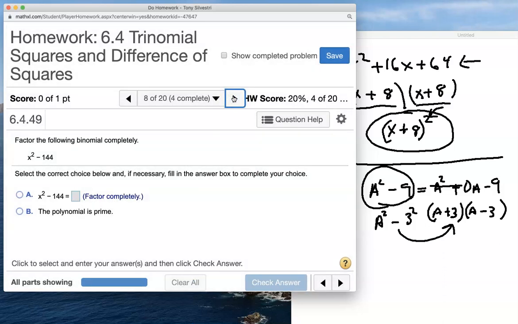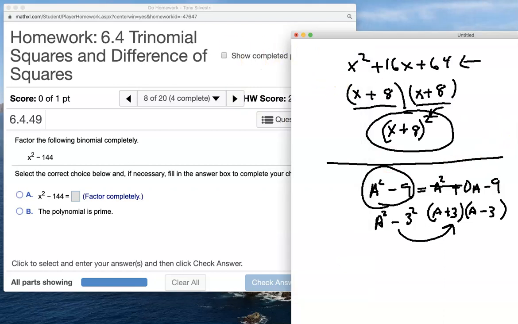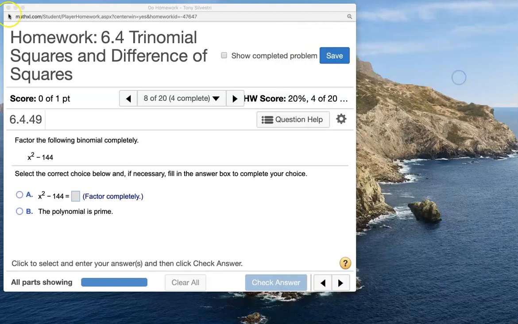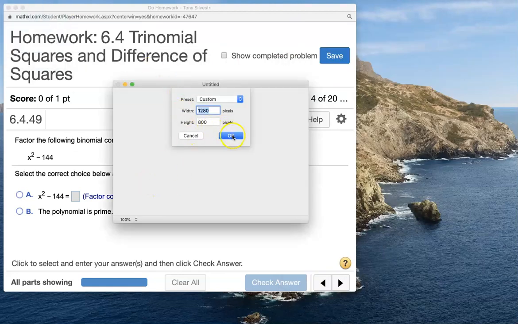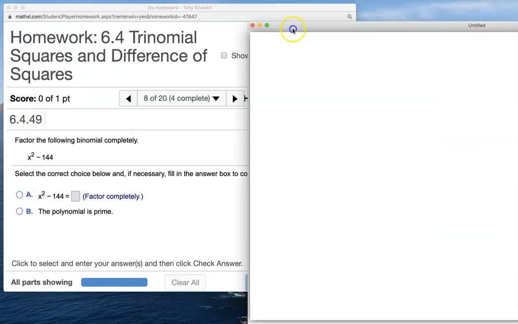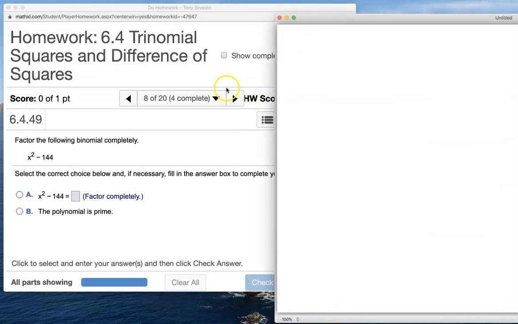So let's come over here and say, well, factor this completely, huh? All right, let's copy this. Let's get rid of this. Get rid of this. Don't save it. Let's start with a fresh sheet of paper here. Okay. Put that right over there and say factor this completely.